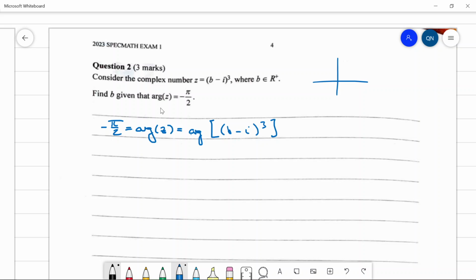Okay. So what does an argument of negative pi on 2 mean? Well, let's draw out the Argand plane, whatever it's called. That means we want our number to lie on this ray.